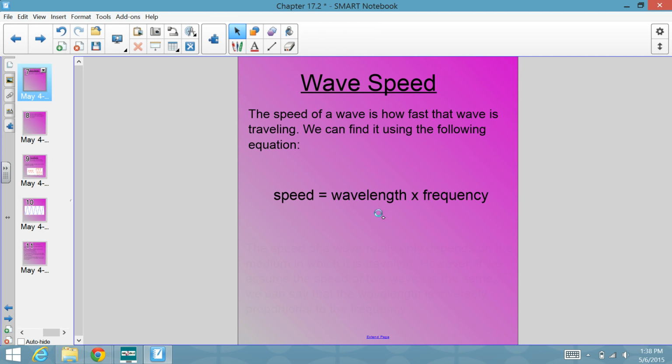So it's kind of a combination of the other two. To solve how fast a wave is moving, there is an equation that we can use: take the wavelength of the wave and multiply it by its frequency.